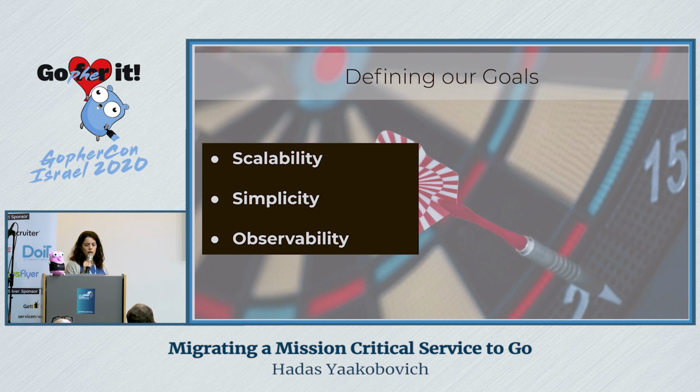And finally, we wanted an observable service. Since API Gateway is the entry point and the exit point of all requests, it is just the ultimate place to have a broad look over the whole system.